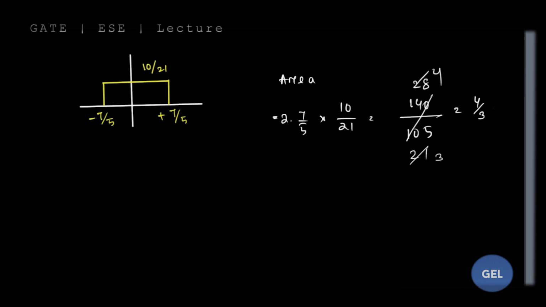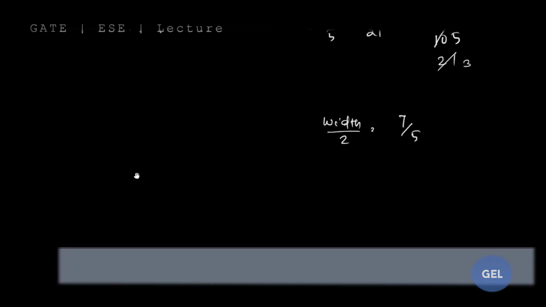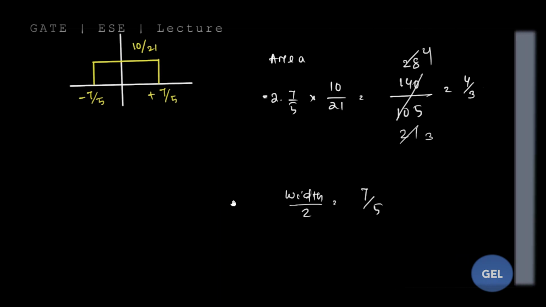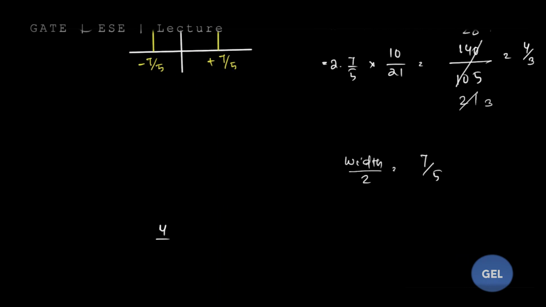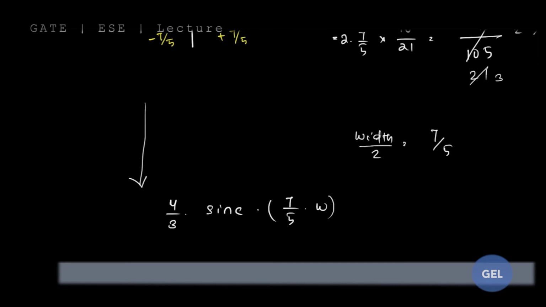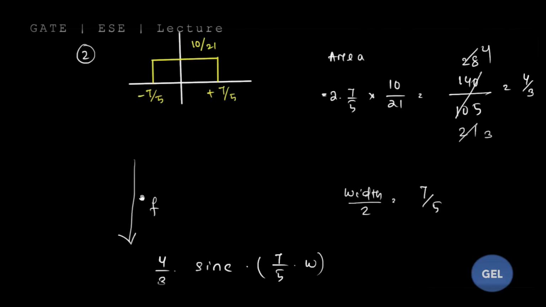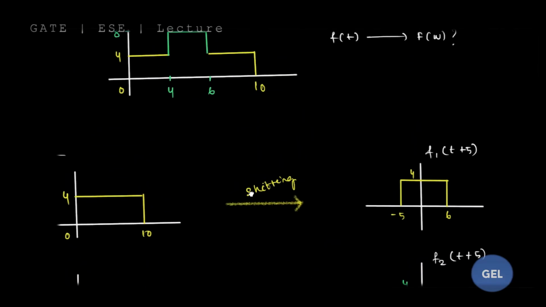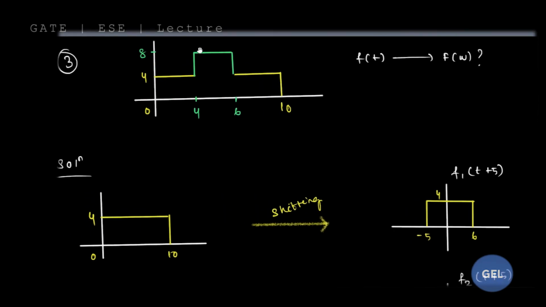This is the area, and the function is width by 2. Width by 2 will be nothing but 7 by 5 only. So you will get your Sinc value, your Fourier transform will be 4 by 3 into Sinc of 7 by 5 into omega. Clear with this concept? The Fourier transform of this expression is as simple as that. Now let's get into a little bit of a tweak. This is a very interesting question.